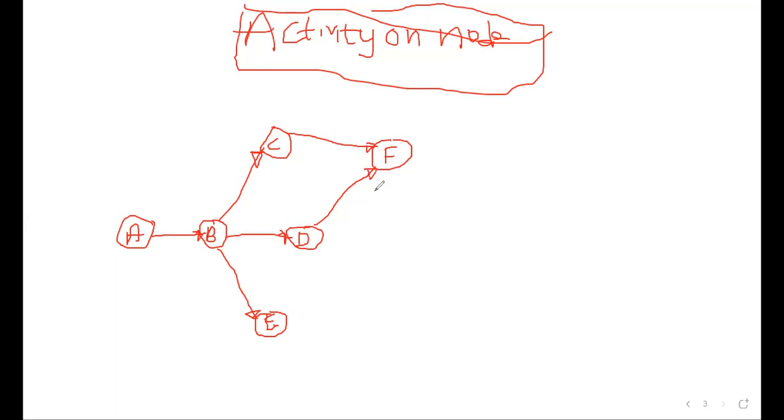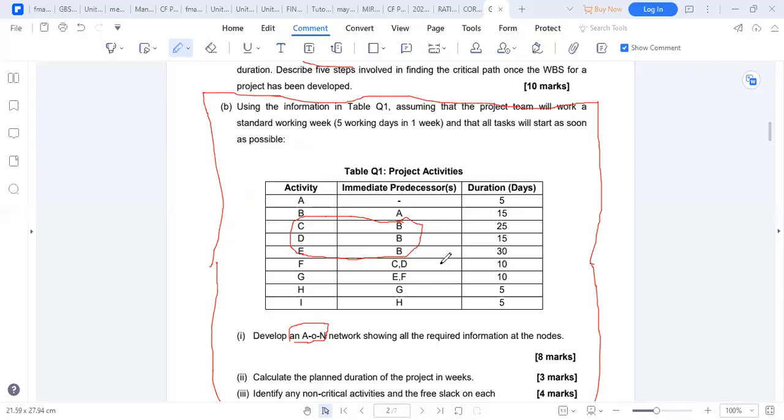I'm sure you have followed. After C and D complete at the same time, there is F. Is that okay? Yes, it is. So after C and D, there is F.